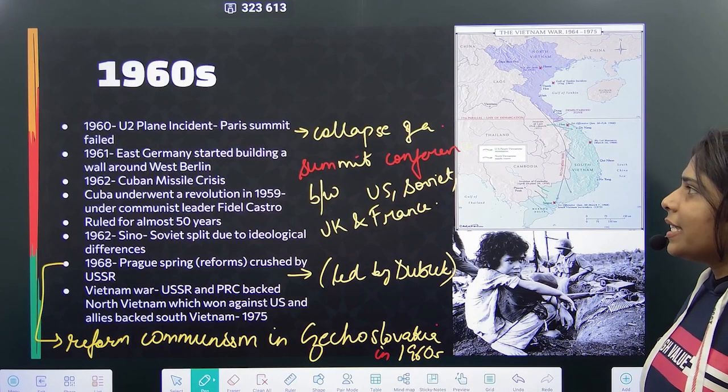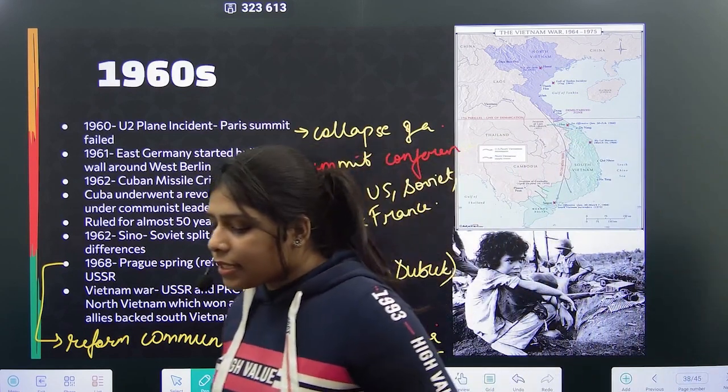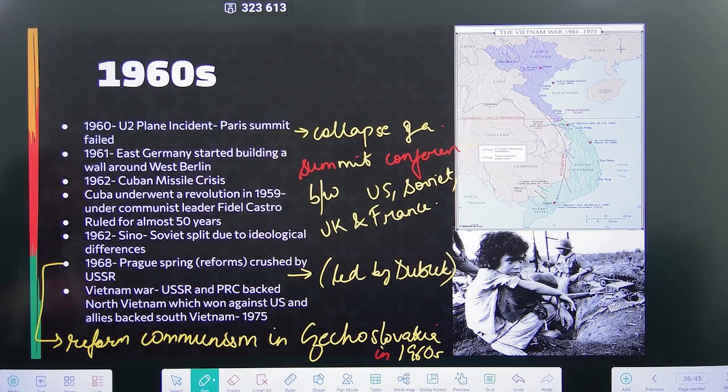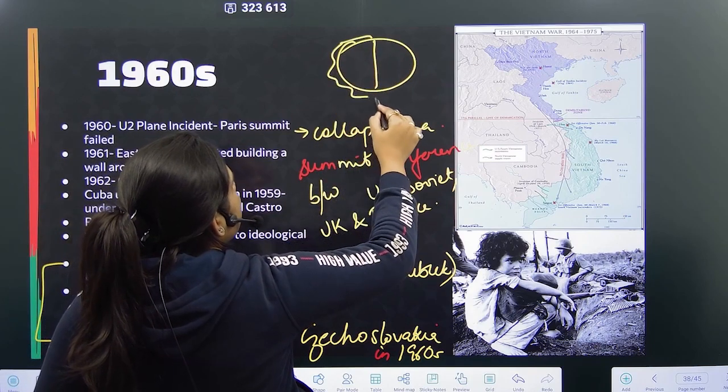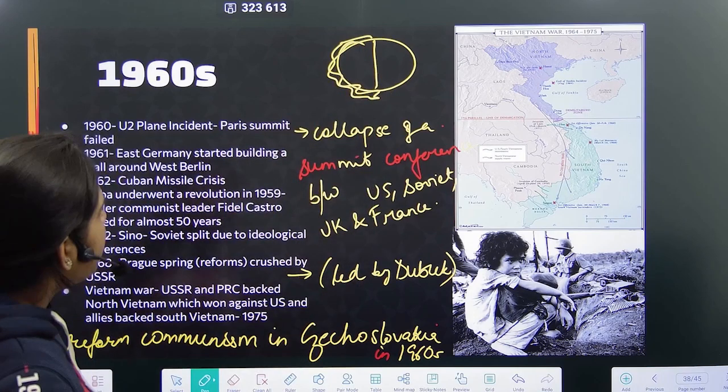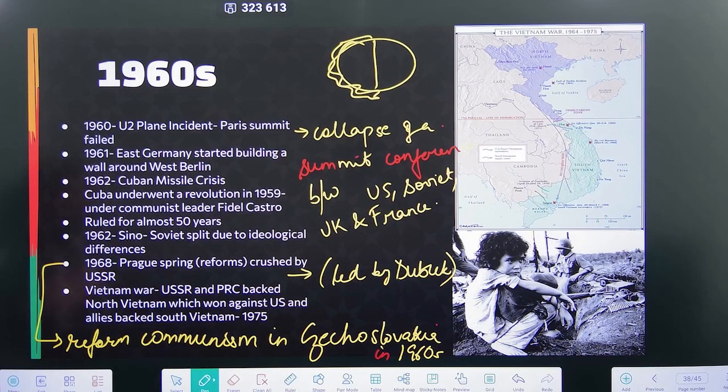We jump to 1960s. 1960, the U-2 plane incident happened. A U-2 plane of the US was shot down by Russia, as a result of which the Paris summit failed. It was supposed to be between US, Soviet, UK and France. So it failed. 1961, East Germany started building a wall around West Berlin. I told you. So this wall started being constructed over here. Okay. In 1962, we saw the Cuban Missile Crisis. I'll come to the Cuban Missile Crisis in a while. Let's first discuss the events of the 1960s.